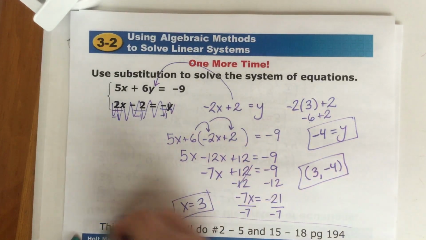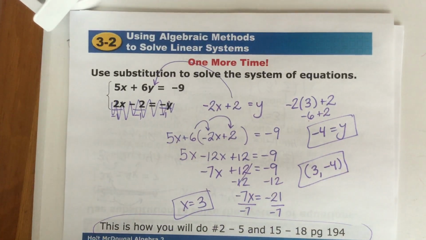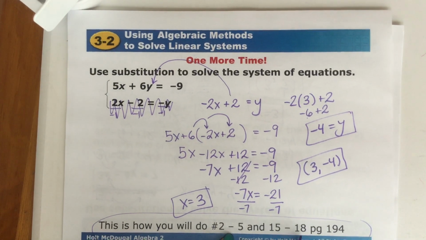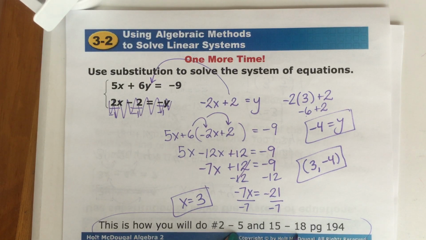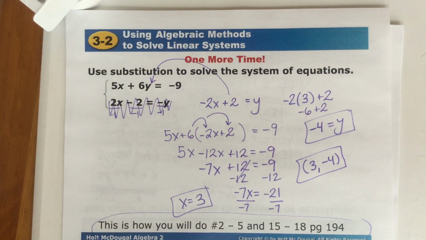Now what I did here, your book assignment, they switch back and forth. They'll say do substitution, do elimination, okay? So the process that we just practiced, again, it's called substitution. And the directions in your textbook, for numbers 2 through 5 and 15 to 18, will specifically say to use substitution. Okay, so you want to refer to those examples for numbers 2 through 5 and 15 to 18 when you're doing your assignment.